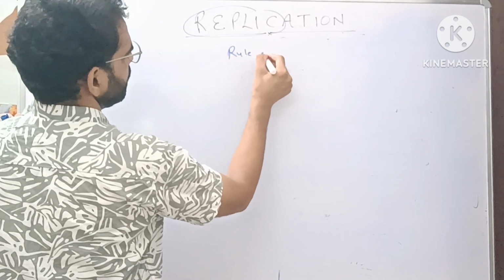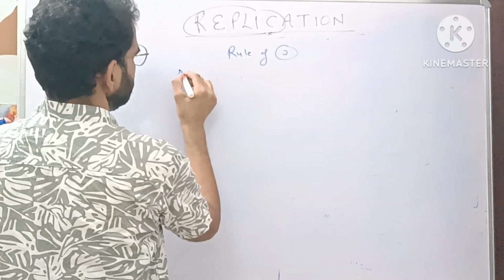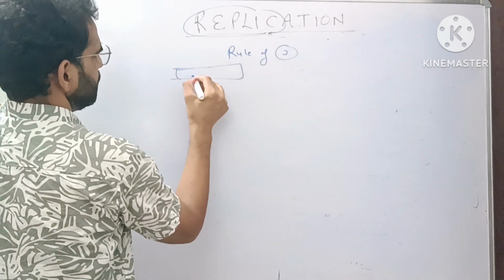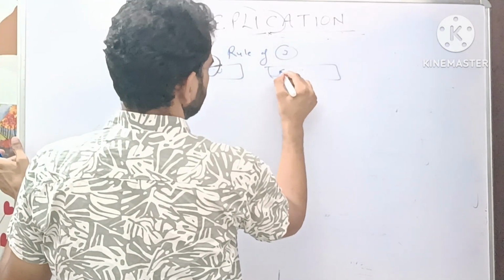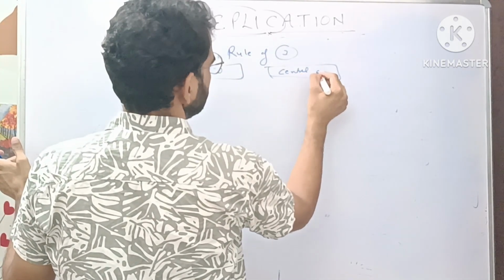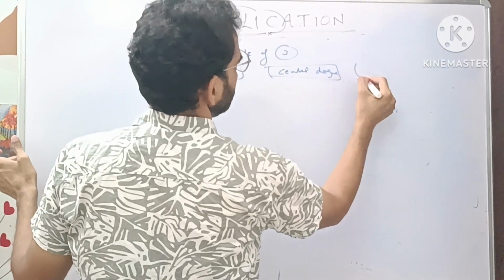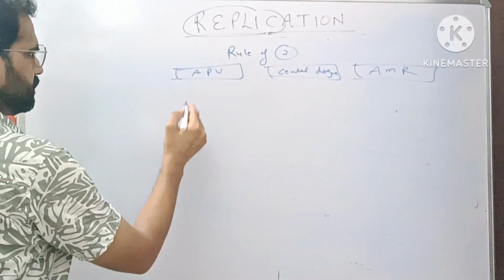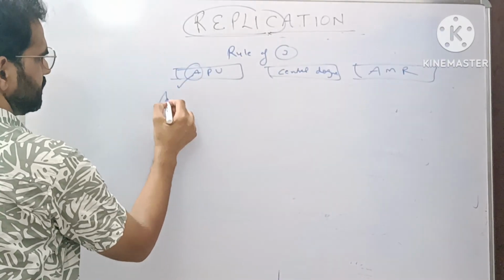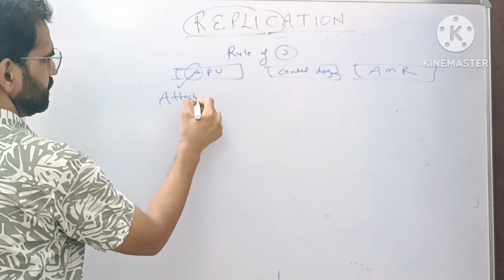So rule of 3, that is your APU and central dogma and EMR. So first is the attachment.